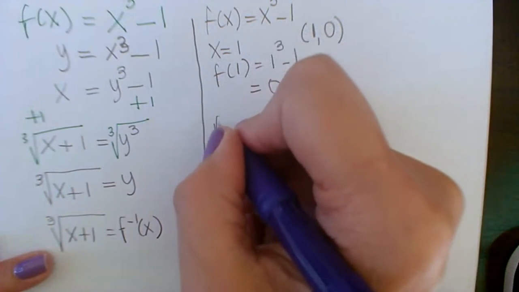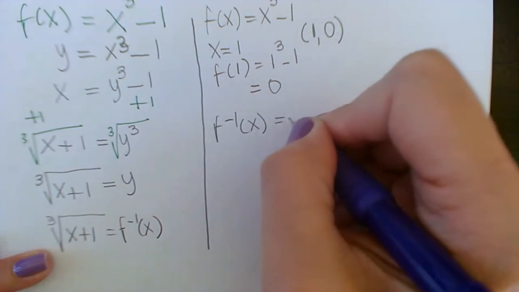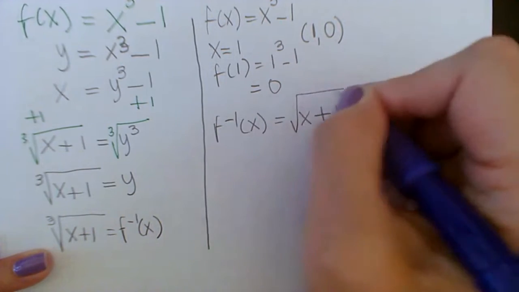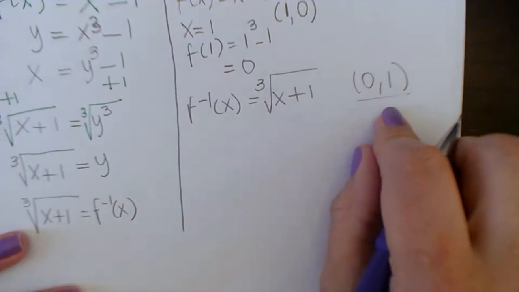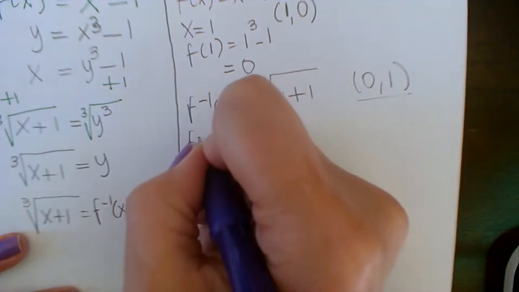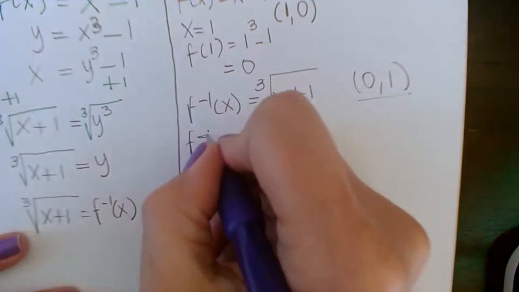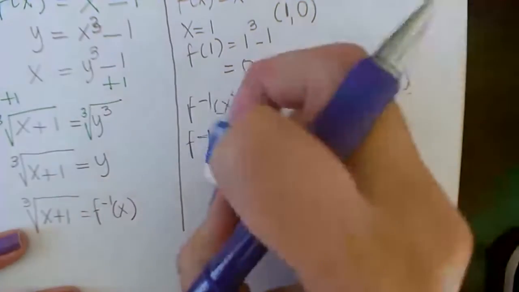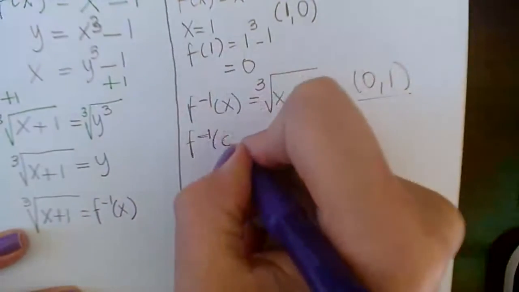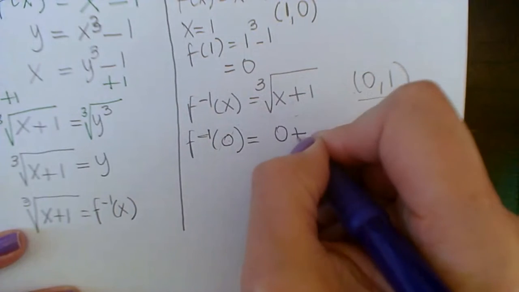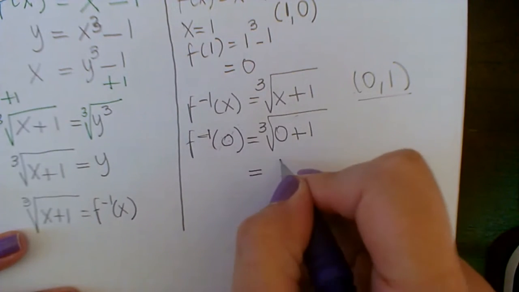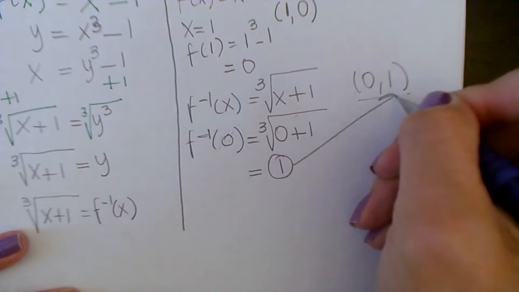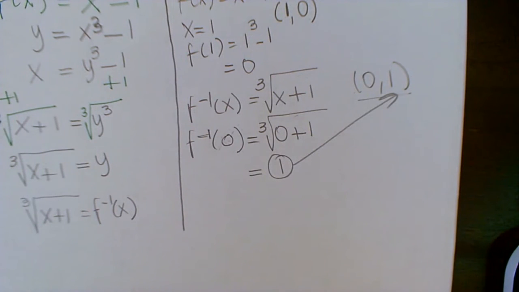So if that's the inverse, when I'm using this one, this has to be right. So when the inverse of this, now it's going to be 0. So 0 plus 1. And the cubic root of 1 is what? 1. So it is. All right, guys.